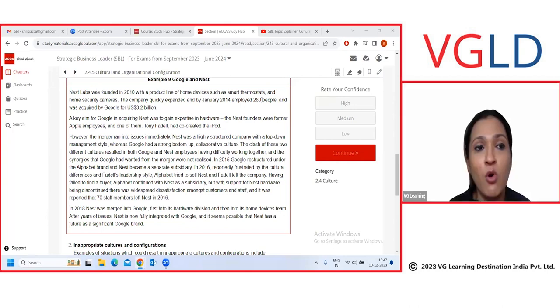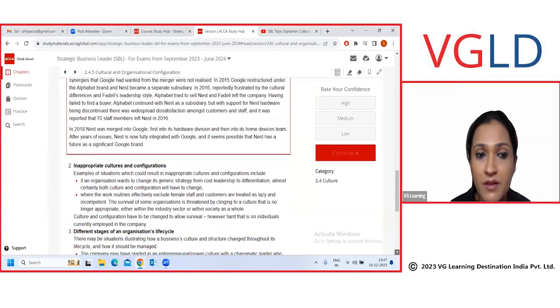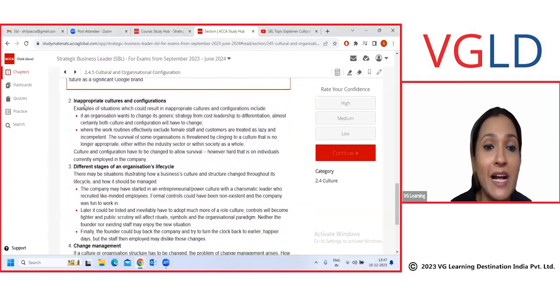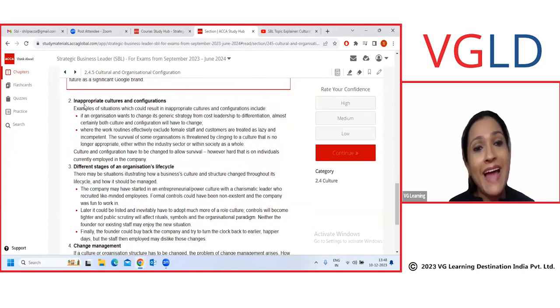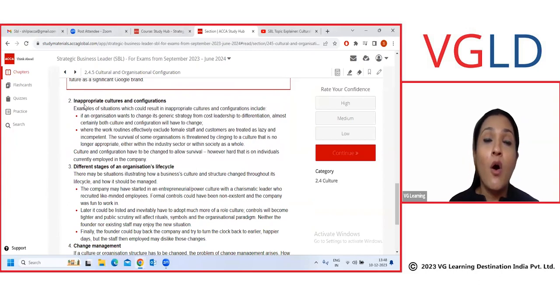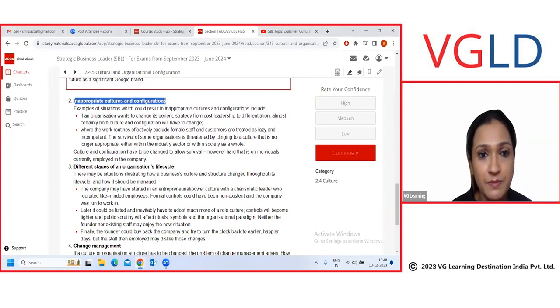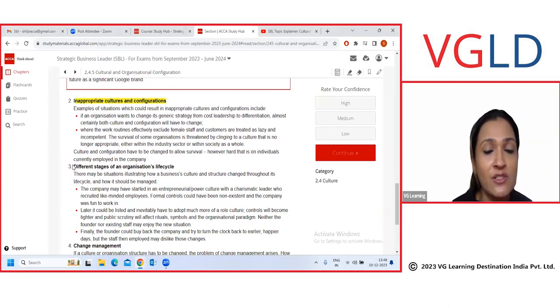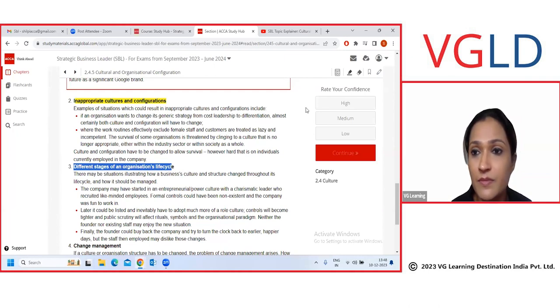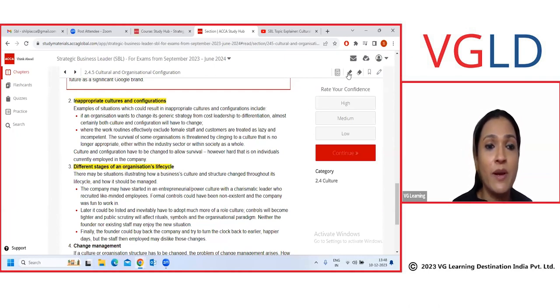What about others, guys? Has everybody gone through the example? Any queries you have from it? Okay, so let's have a look at inappropriate cultures and configurations and what problems will happen if we are not fostering a good or an appropriate culture per se. Let's quickly have a look at a few examples. Then you have different stages of the organization life cycle, and understand that every stage brings in a different cultural aspect as well. Quickly read through it, guys.